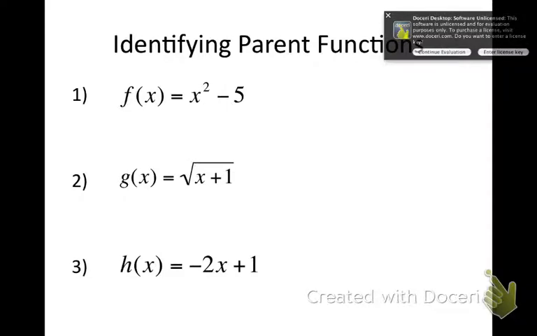So first problems here. Number 1, identifying parent functions: I see f of x equals x squared minus 5. Looking through this, I just want to have a base understanding of what type of graph this might be. Well, I see I have an x squared term. That tells me right away I should have a quadratic graph.